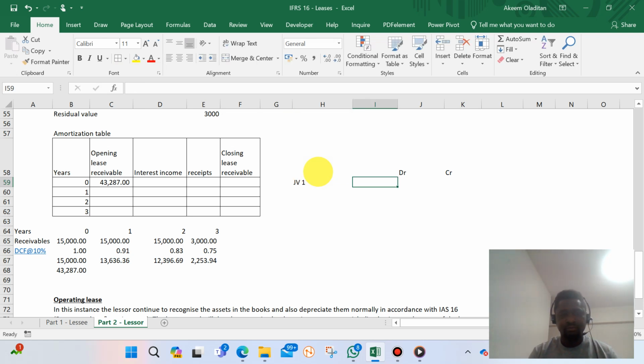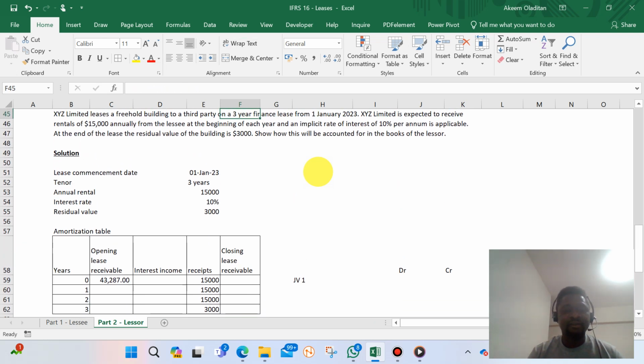JV1. And before I do that, what we are receiving is 15,000 in the first year, 15,000 in the second year, 15,000 in the third year, and the last one is $3,000.